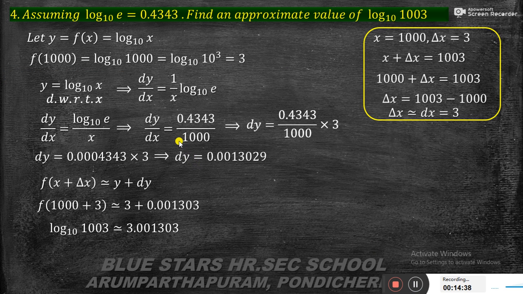Next, fourth problem: assuming log e equals 0.4343, find an approximate value of log 1003. So let y equal f of x equal to log x. Now f of 1000 equals log 1000, with log e equal to 0.4343.